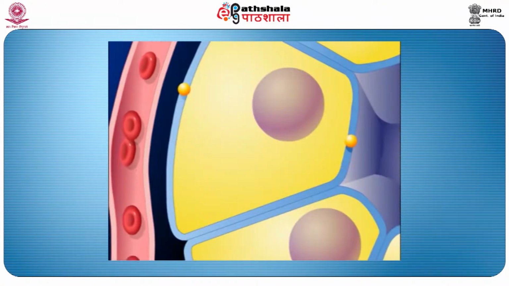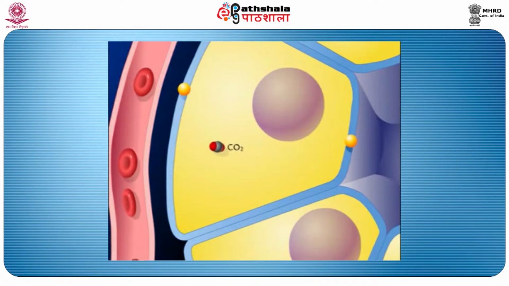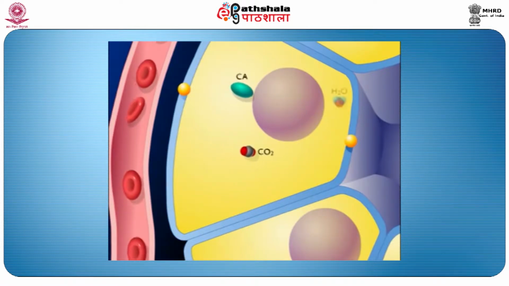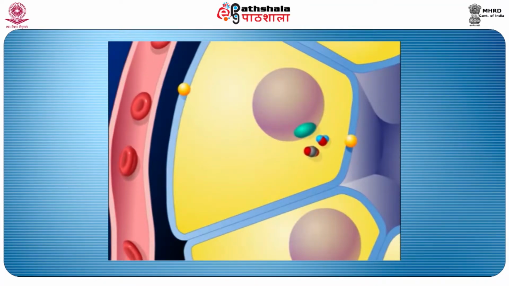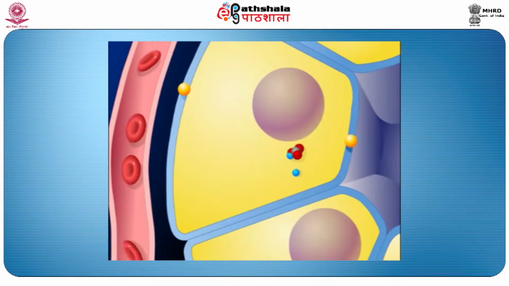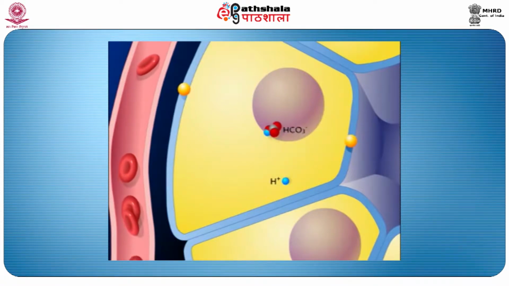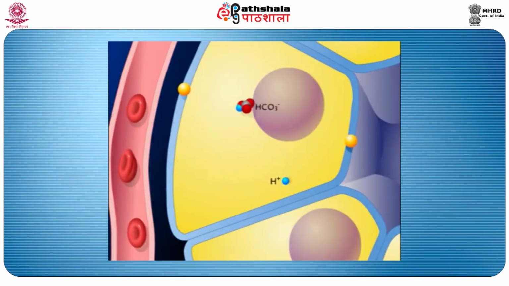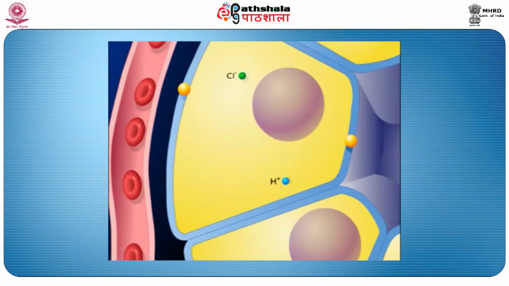Hydrochloric acid is produced in parietal cells through a complex series of reactions. Carbon dioxide diffuses into the parietal cell, and the enzyme carbonic anhydrase catalyzes a reaction between the carbon dioxide and water to form carbonic acid. Carbonic acid dissociates into bicarbonate ion and hydrogen ion, and the bicarbonate ion is transported back into the bloodstream. An ion exchange molecule in the plasma membrane exchanges bicarbonate going out for chloride coming in.